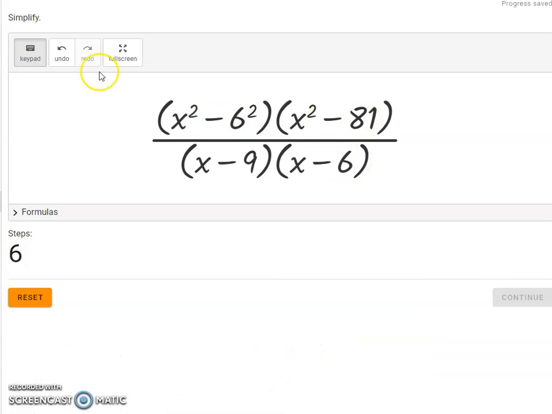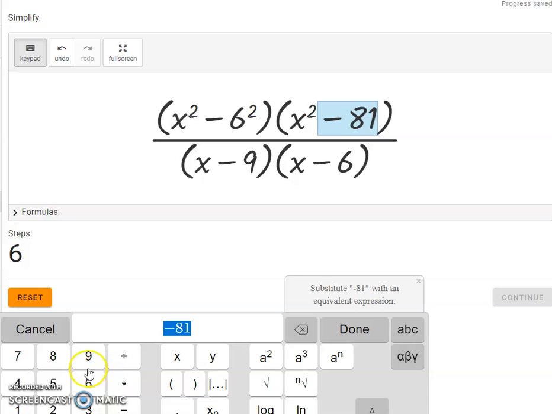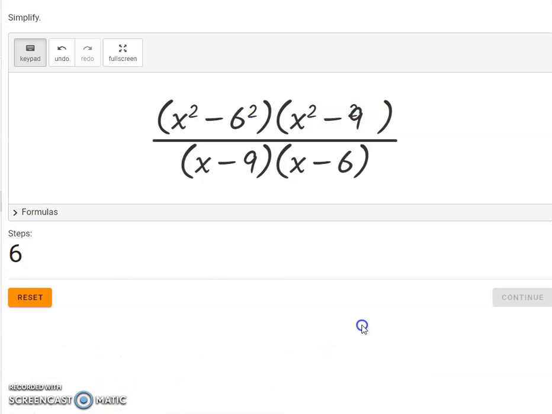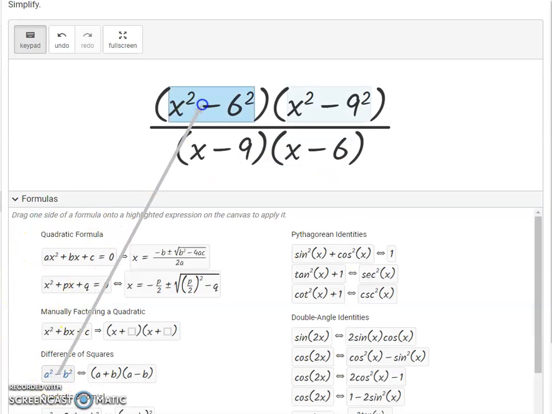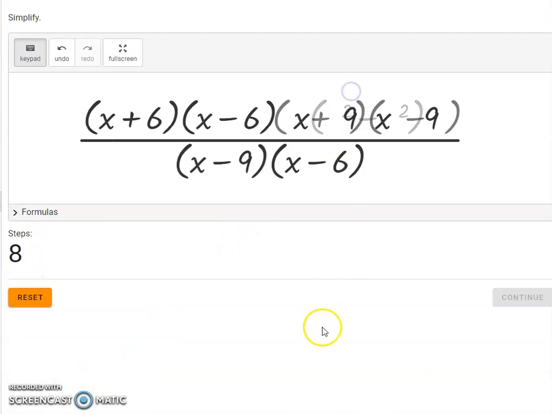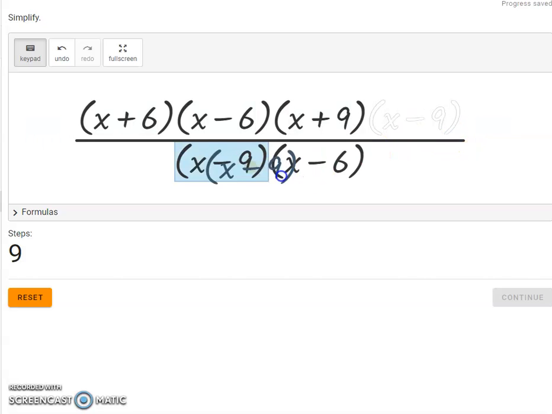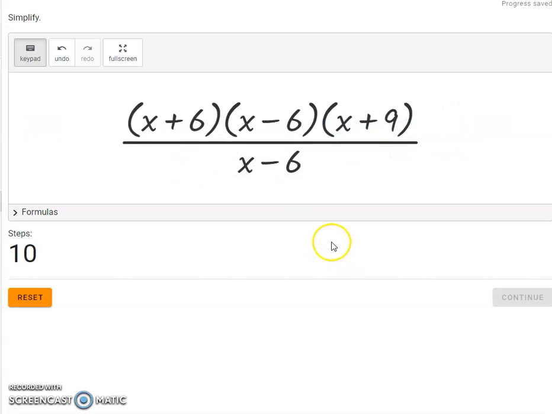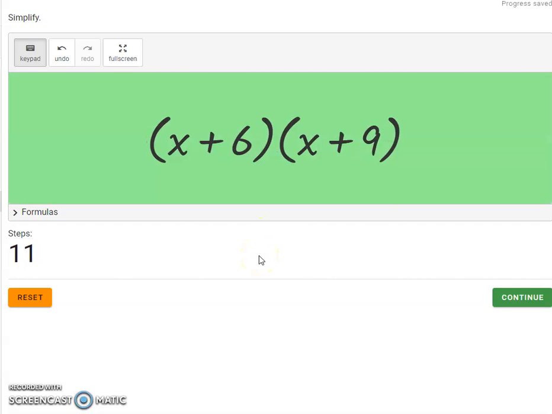squared and minus 9 squared. So then we can use our difference of squares formula, and it will factor them for us. So x minus 9 divided by itself is 1, as long as x is not 9. Same thing here: x minus 6 divided by itself is going to give me, again, a value of 1 as long as x is not 6.